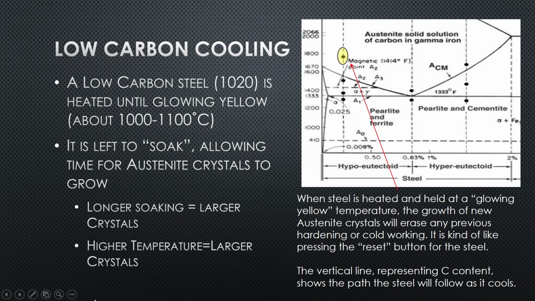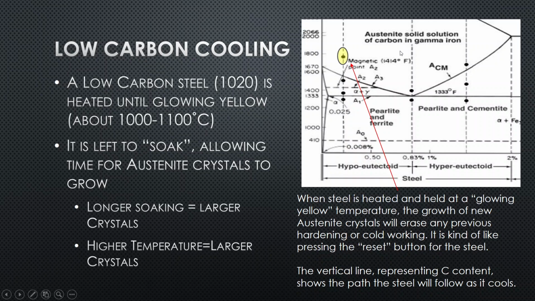There we go. Next slide. So what happens and how does this happen when we do our cooling? Okay, so in the event of low carbon steel, we're going to start cooling from this point right in here. Okay, you can see I've got a little yellow dot over top of it. And so this is something we're going to be doing in our lab. We're going to take low carbon steel, we're going to take medium and high carbon steels too.